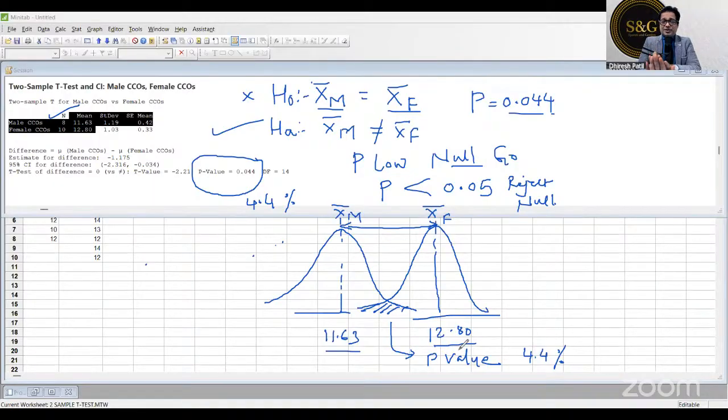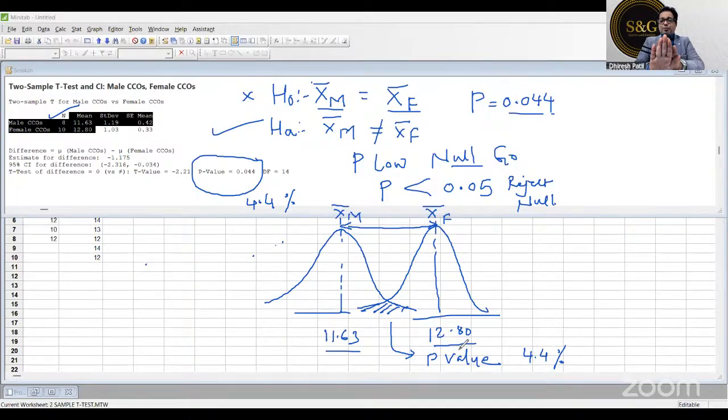And in that case, p value will be 100% or 1. Are you clear? Just give me yes in the chat box. I'm just repeating once again: when it is exactly equal, p value will be 100%.